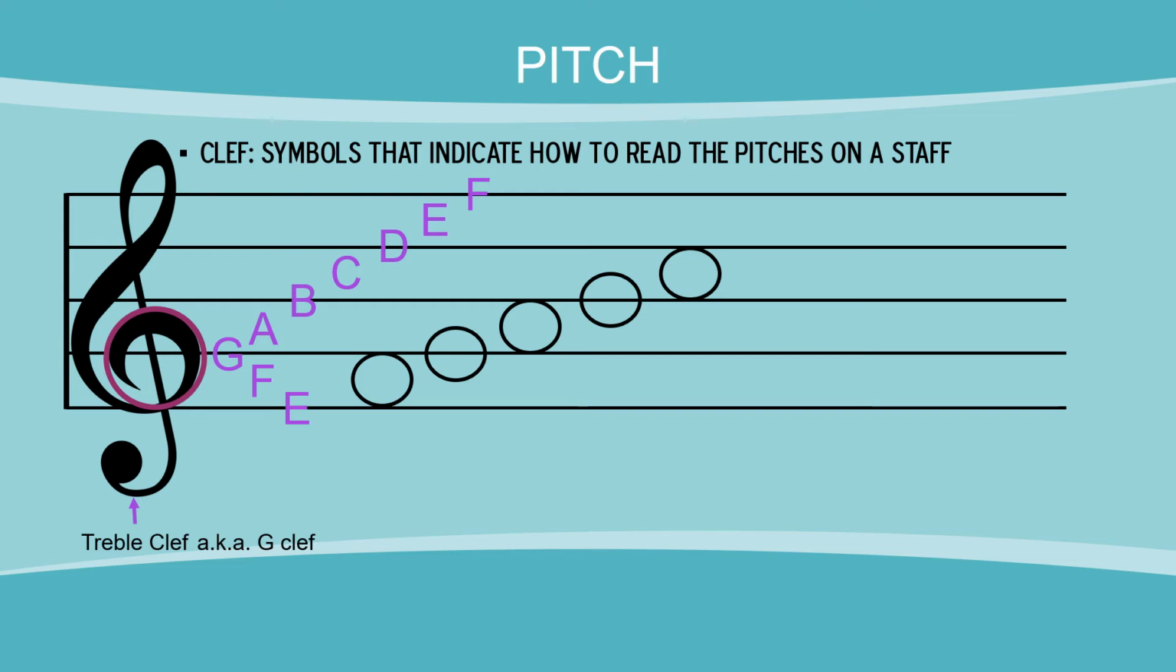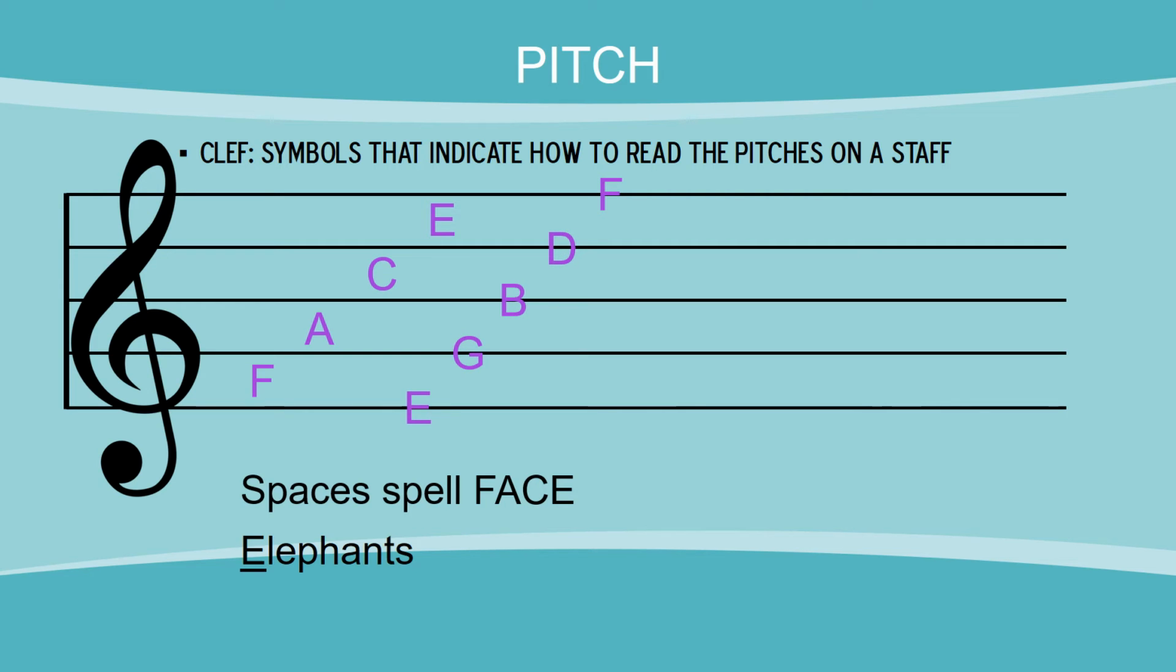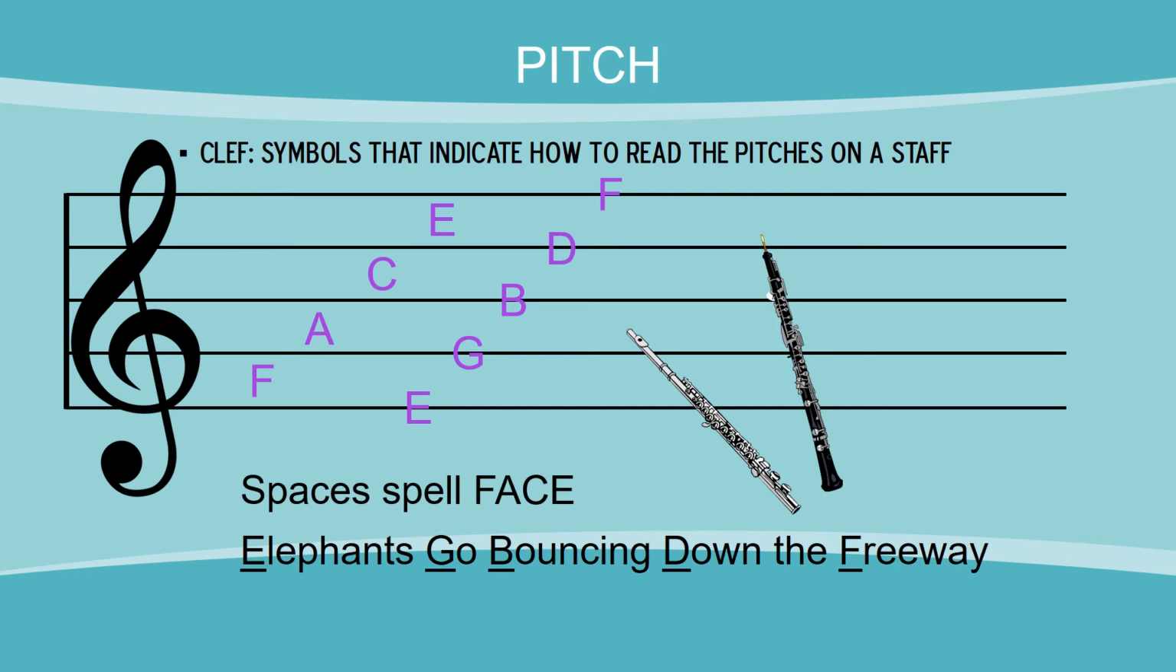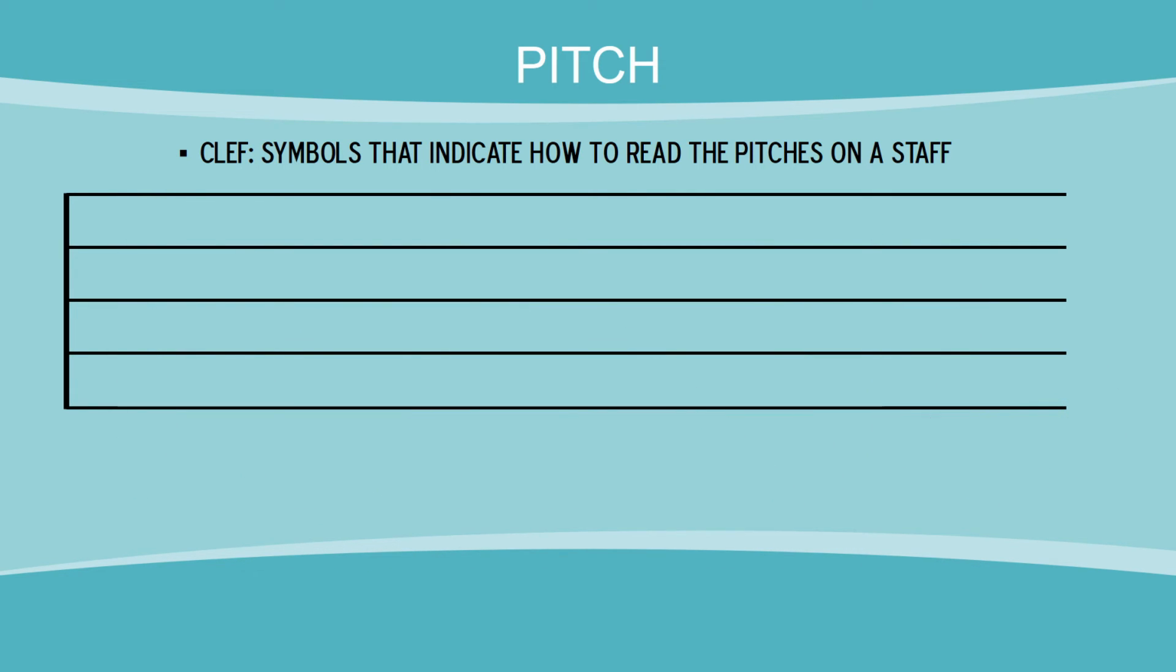Each line and space represents a new note name. Musicians have determined mnemonic devices to help memorize note names that the lines and spaces of the treble clef represent. For the spaces, from low to high, you can just think of spelling the word face, or you can tell yourself spaces spell face. For the lines, from low to high, you can use the phrase elephants go bouncing down the freeway. Common instruments that read music that uses the treble clef are flute, oboe, clarinet, alto saxophone, trumpet, and violin.